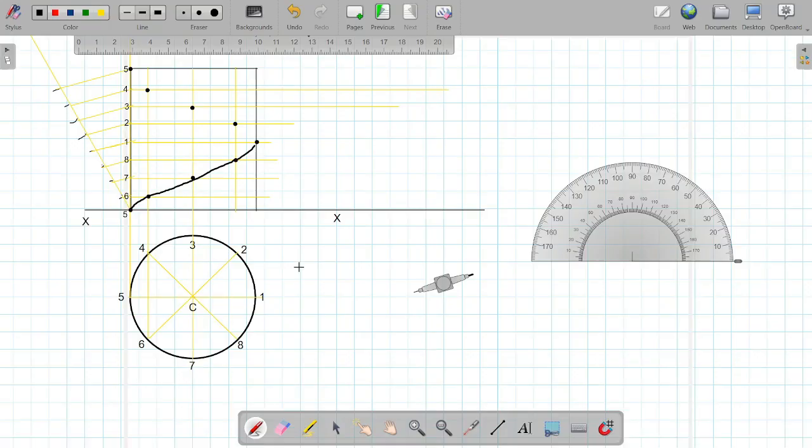Now, one important point to note is that all the points from point number 5 to point number 6, 7, 8, and 1, if you are looking from this side, are visible. Hence, they will be joined by a dark line. But for the points 1, 2, 3, 4, and 5, the curve is going backside of the center C. So that will be joined by a dotted line. It will be a curve, but it will be a dotted curve.